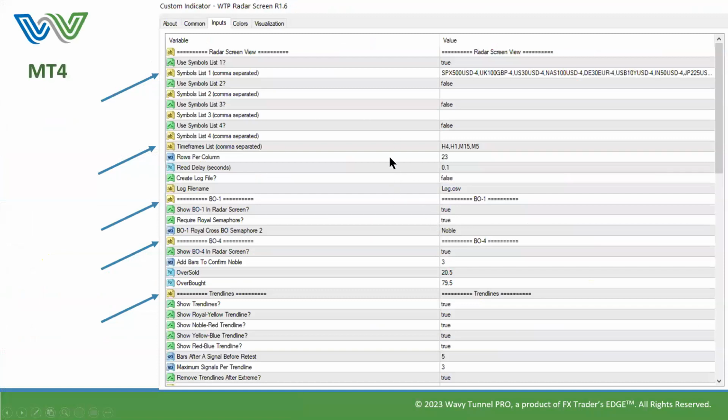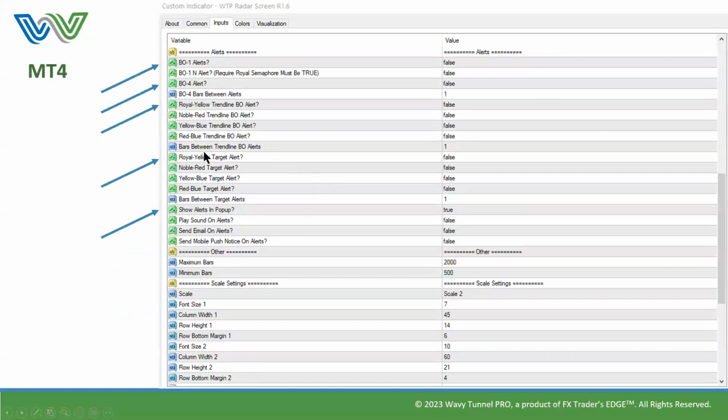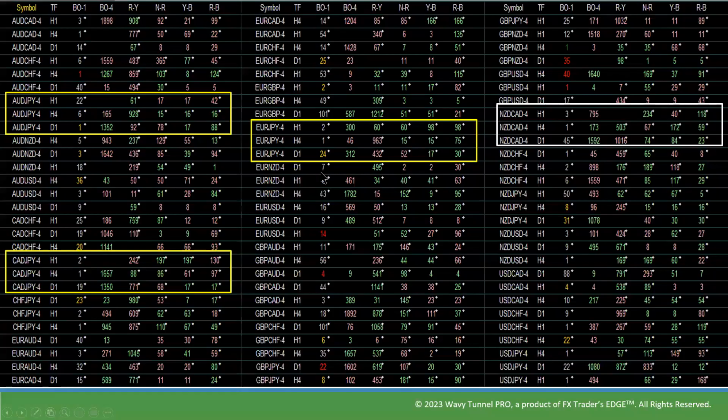Okay, so you can also decide what you want to see. If you want to see the breakout 1 or you don't, or the breakout 4, you want to see the trend lines on your charts. If you want to see the targets for the trend line targets, you can decide what you want to do. And if you want to have pop-ups, play sound on alerts, you can decide what you want to do with this. Okay, and let's just look at a few currencies now.